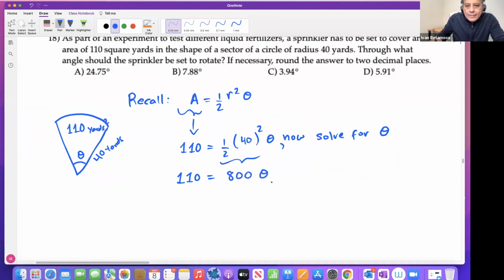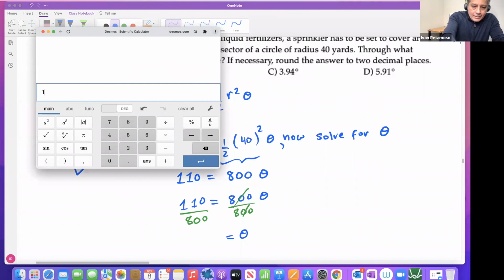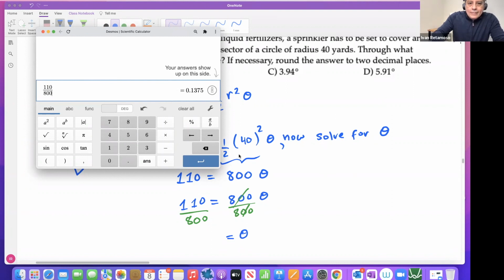800 times theta, right? Now I need to solve for theta. So all I gotta do is divide both sides of this equation by 800, right? To get theta by itself. So theta should be equal to this guy, 110 divided by 800. And that is 0.1375, right? Let's write it as it is.